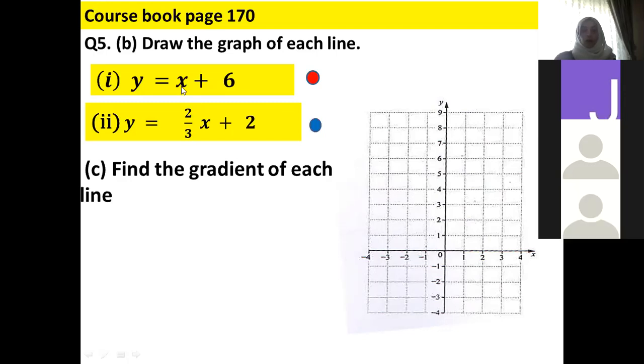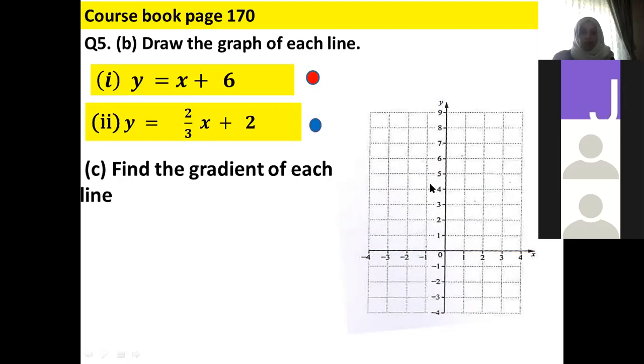Is it 0? The gradient for the first equation, Farah. What is the coefficient of x? It's 1. So the gradient is 1. Bravo Farah. Thank you. Now, who can help me with the second equation?